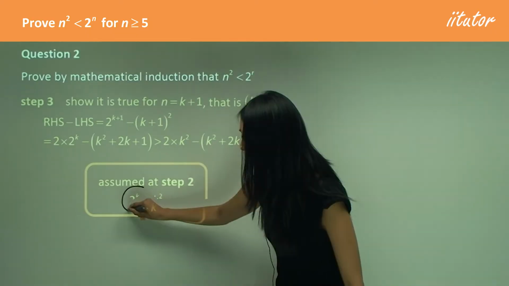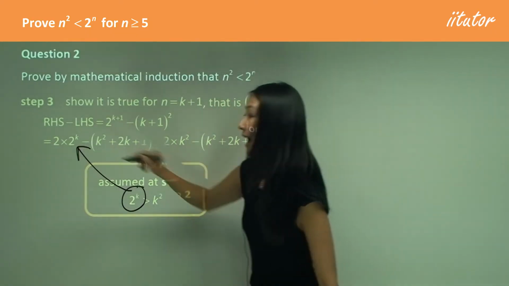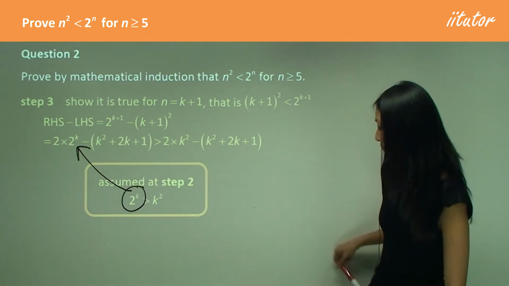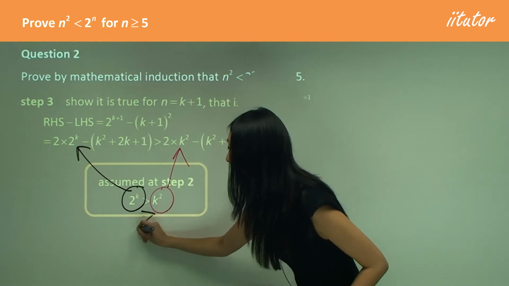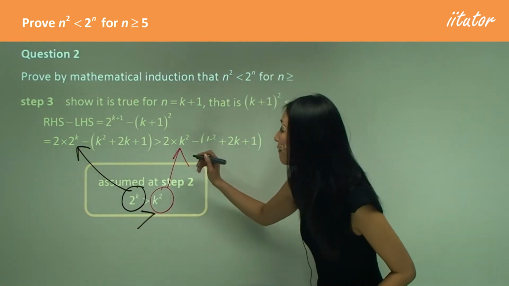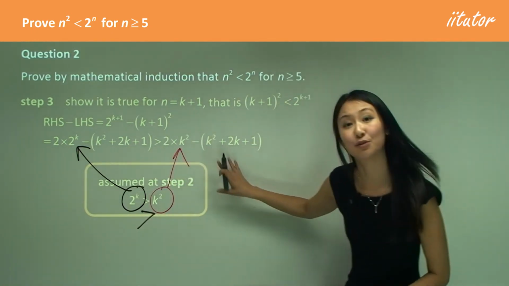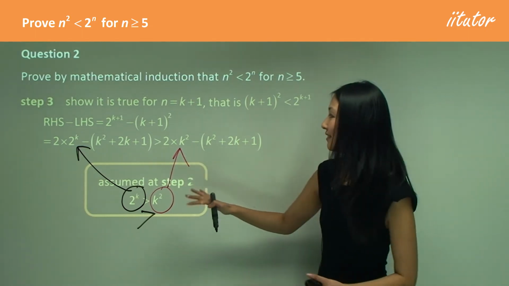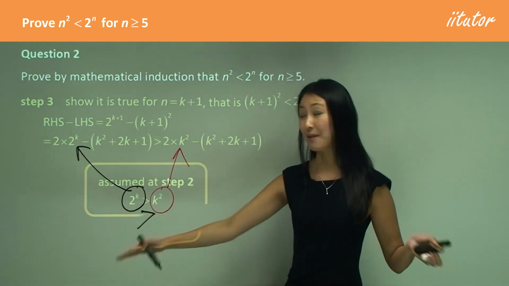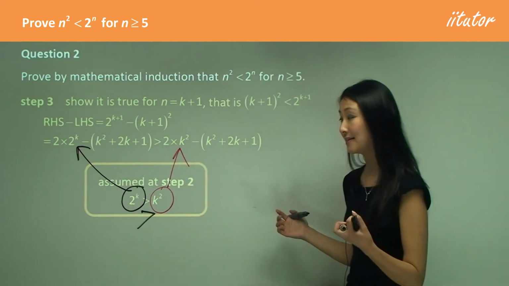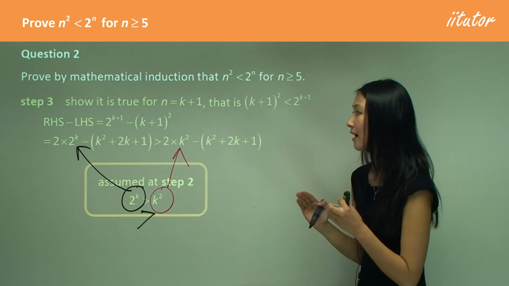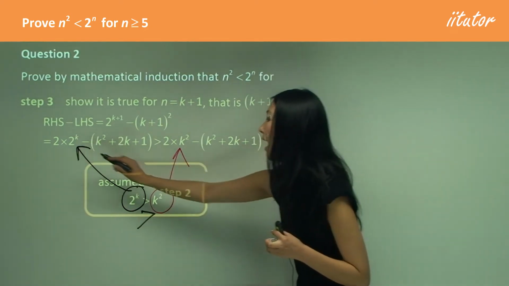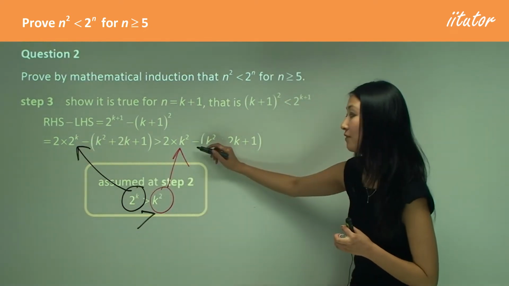So here I have 2 to the power of k, and over here, I've put in k squared. We've said that this side is greater than that other side. Therefore, this side must be greater than that. Can you see how everything else is exactly the same? The 2 is the same. This and this are exactly the same. The only thing I've changed is this becomes the lesser value of k squared.